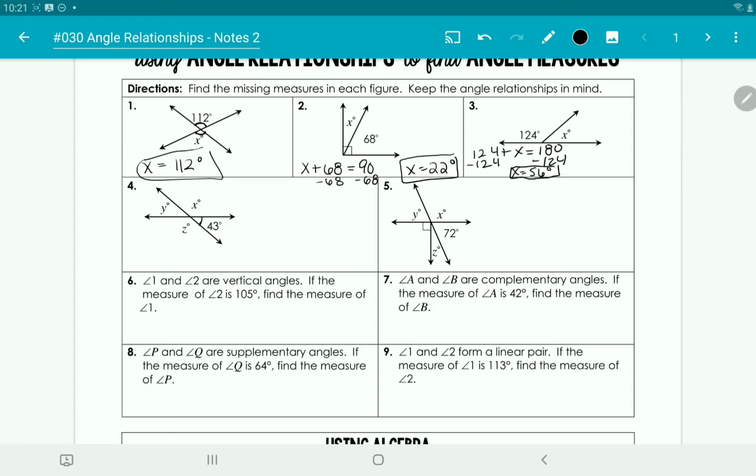We can already see that we have this angle, and we know that that angle is going to be the same as the angle that's vertical to it. So those two are the same. If they're the same, they're congruent. That means that this angle is the same. Okay, so we've got y.